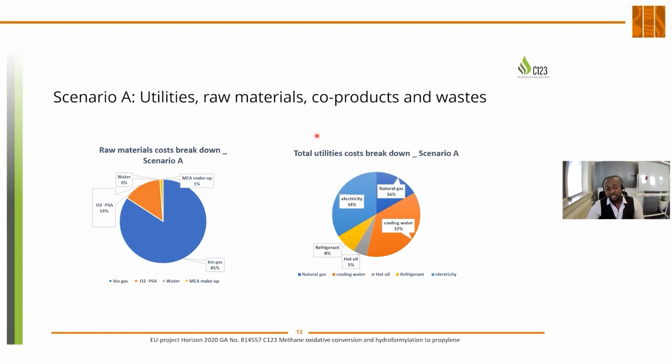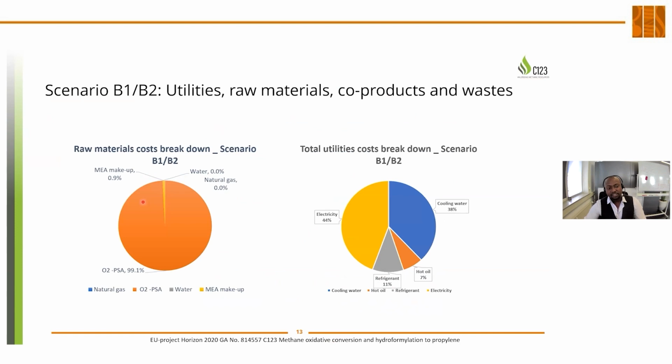This is a breakdown of utilities and raw materials of the scenario. What you can see here is that the majority of the utilities for this scenario is basically electricity, cooling water, and natural gas. And when it comes to the raw materials, the majority of the cost is biogas in this case, and some oxygen. It's a bit different in scenario B, especially in scenario B2, where you have associated gas, the majority of the raw materials is oxygen supply with the PSA, because we assume it's kind of outside the battery limit. So there is an existing unit that can generate oxygen on site, and the natural gas is free. So this is an advantage for this scenario.